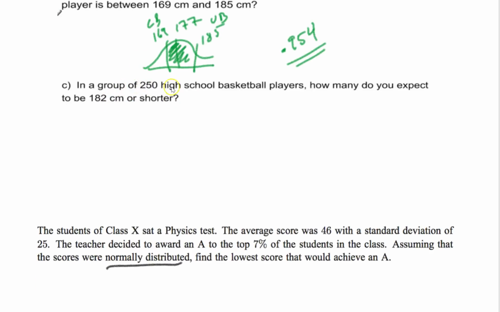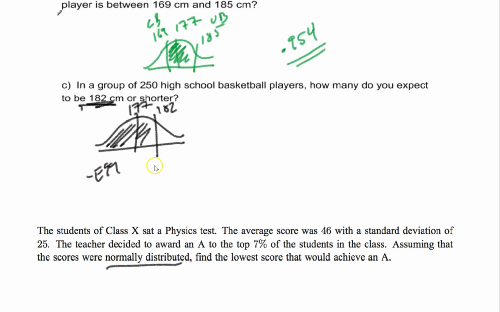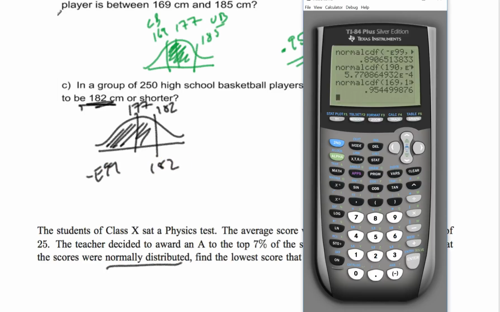Next one. In a group of 250 high school basketball players, how many do you expect to be 182 or shorter? So this is a little bit of a twist. They want me to find 182 or shorter. So same idea. Here's 177, 182 is over here somewhere, and I want shorter. So I'm going to go negative E99 to 182. It's just easier to do distribution. Notice I did that for negative E99, I didn't put the subtraction sign because I'm not a monster. Then 182, everything else stays the same, and I get 0.894.